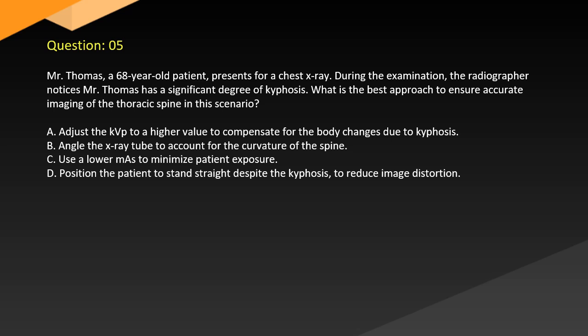Question 5. Mr. Thomas, a 68-year-old patient, presents for a chest X-ray. During the examination, the radiographer notices Mr. Thomas has a significant degree of kyphosis. What is the best approach to ensure accurate imaging of the thoracic spine in this scenario? A. Adjust the kVp to a higher value to compensate for the body changes due to kyphosis. B. Angle the X-ray tube to account for the curvature of the spine. C. Use a lower mAs to minimize patient exposure. D. Position the patient to stand straight despite the kyphosis to reduce image distortion.